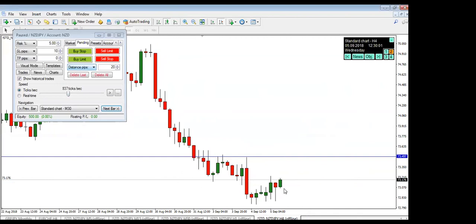Okay. So it looks like it's gonna go back here. So let's see what happens. We have this happening again, where price was failing to break above, and now we've finally broken above this level.